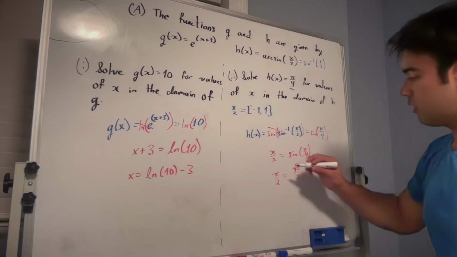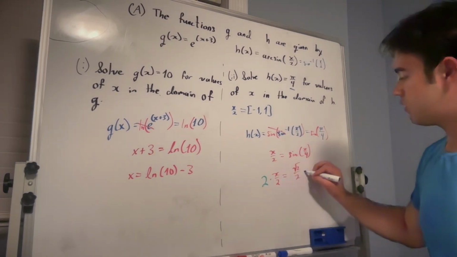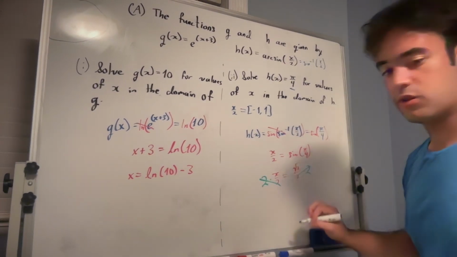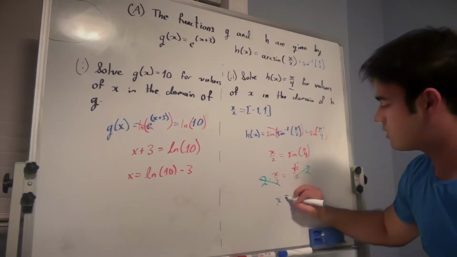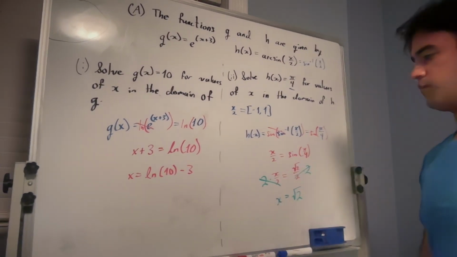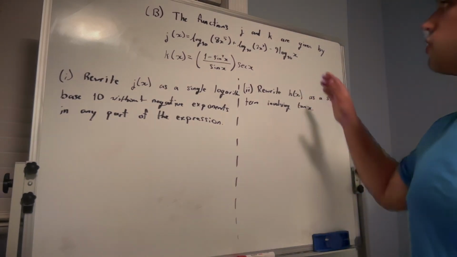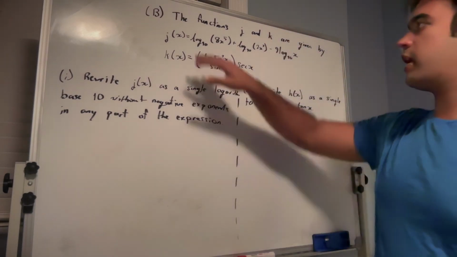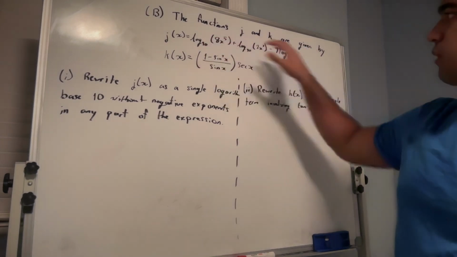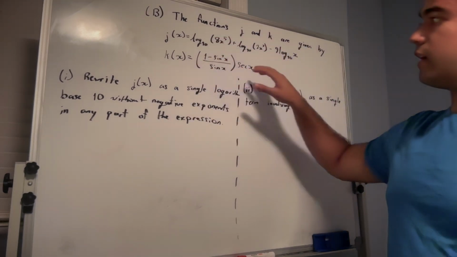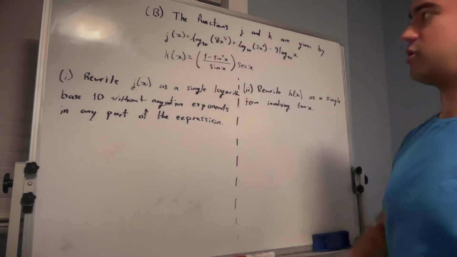But we can carry along, and then we can just multiply by 2 to cancel out the 2's, and we'll be left with x equals the square root of 2. Okay, so now in part B, we're given two new functions, j and k, where j is this long logarithmic expression, and k is this long trigonometric expression.